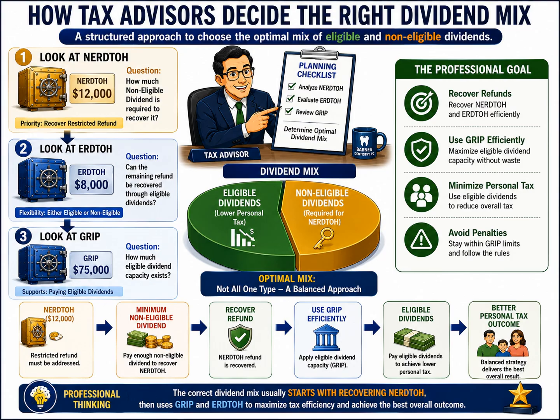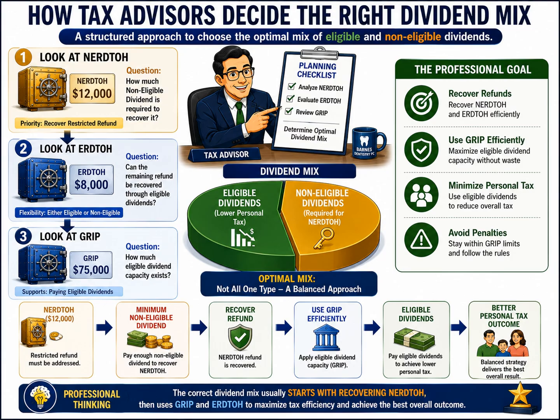After analyzing all three accounts, the advisor develops the dividend mix shown in the center of the slide. Notice that the pie chart is not 100% eligible dividends, and it's not 100% non-eligible dividends. Instead, it is a combination of both. This is an important insight. In many real-world situations, the optimal solution is a balanced approach.